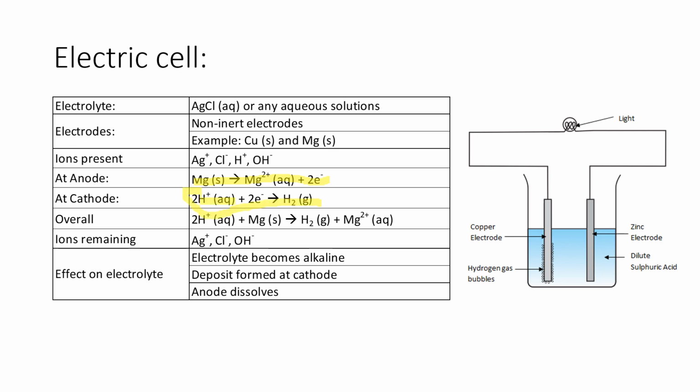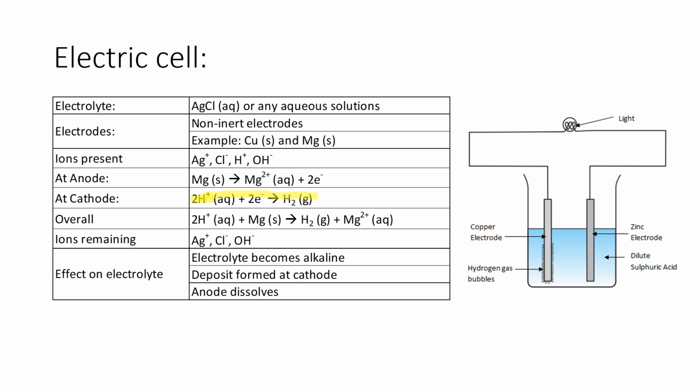Now in this case, we use the electrolyte, label the electrolyte AgCl (aq). Then we write what ions are present. The ions present are Ag+, Cl-, H+, and OH-. Because of that, we know from the previous part in electrolysis, the less reactive one is preferentially discharged. So you just write 2H+ + 2e- arrow H2 gas.